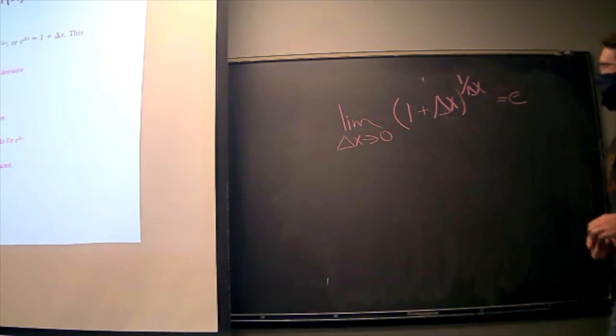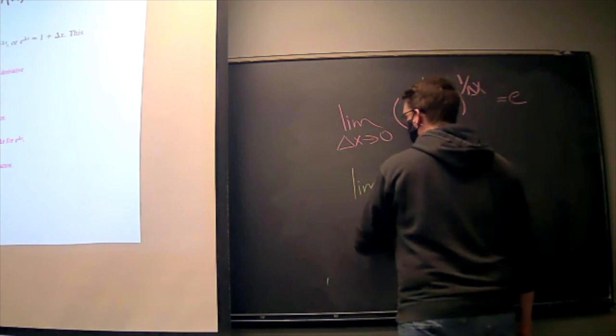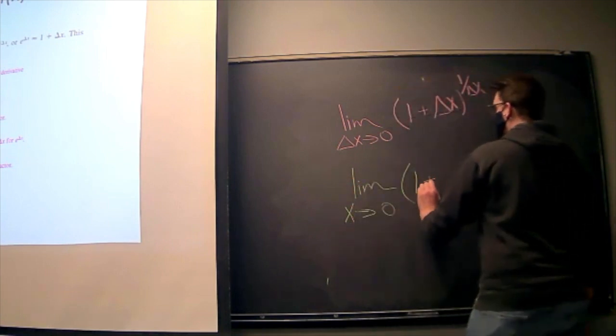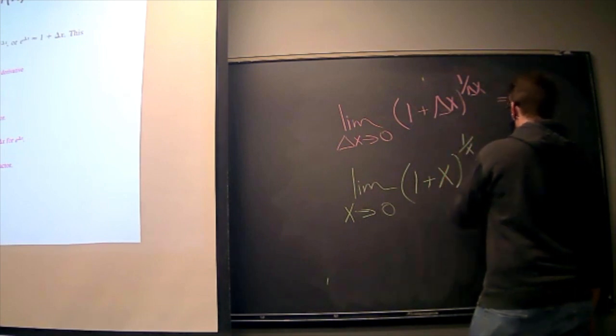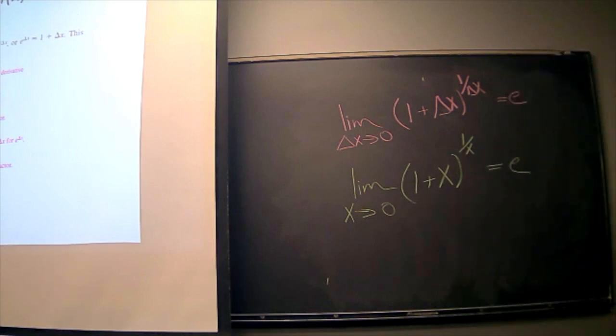And that makes sense, right? Because last class, we saw that the limit as x approaches 0 of 1 plus x to the 1 over x is equal to e. Same idea, except now we're using delta x up here.